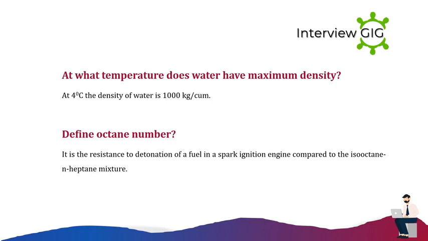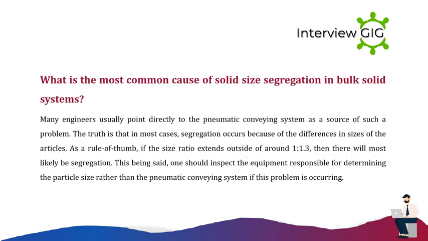What is the most common cause of solid size segregation in bulk solid systems? Many engineers usually point directly to the pneumatic conveying system as a source of such a problem. The truth is that in most cases, segregation occurs because of the differences in sizes of the particles. As a rule of thumb, if the size ratio extends outside of around 1:1.3, then there will most likely be segregation. This being said, one should inspect the equipment responsible for determining the particle size rather than the pneumatic conveying system if this problem is occurring.